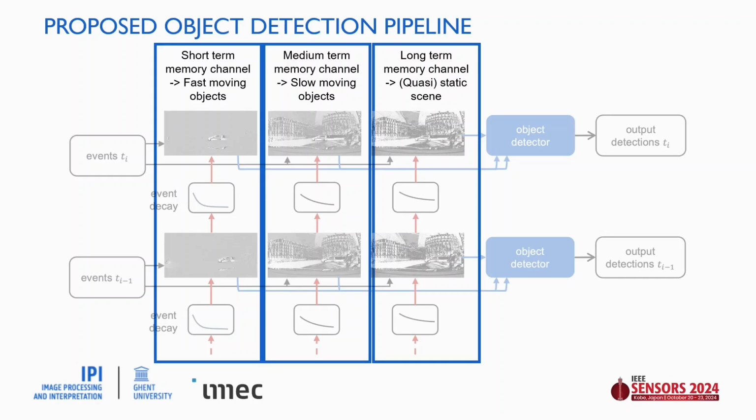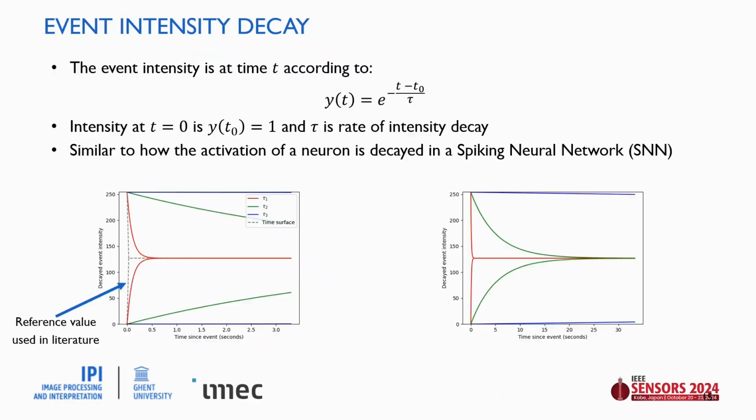And we use this by decaying the event intensity from the previous frame cycle. I reuse it in the next frame cycle, but the event intensities, we decay them via an exponential function, which is shown here. This is actually similar to how a spiking neural network works for the activation of the neuron. They also use an exponential function to decay the activation in the neural network.